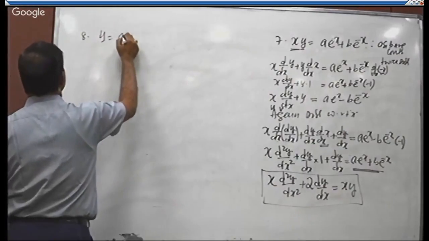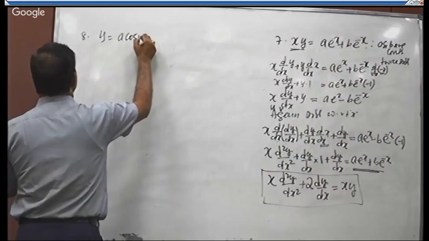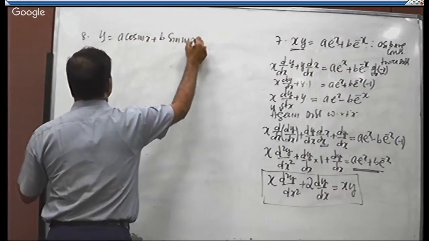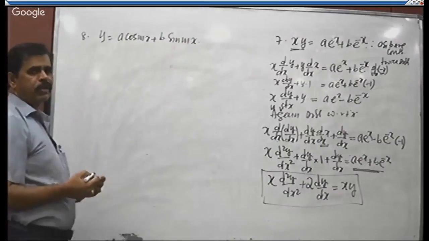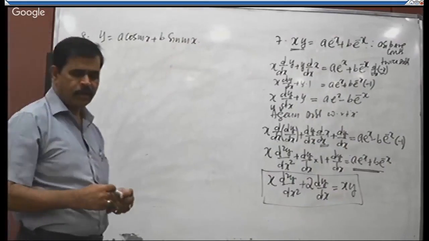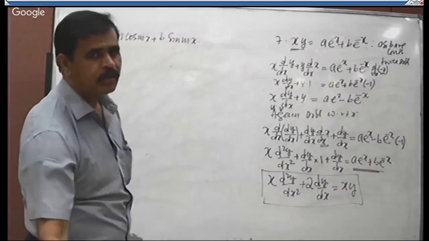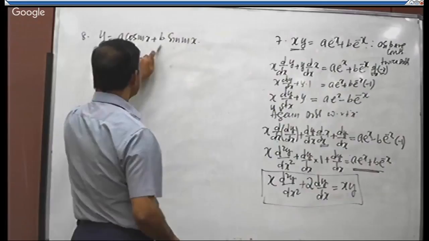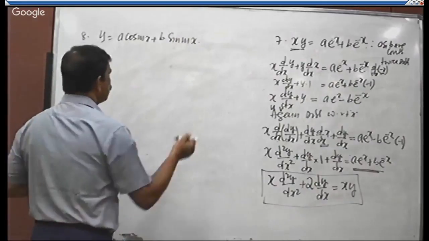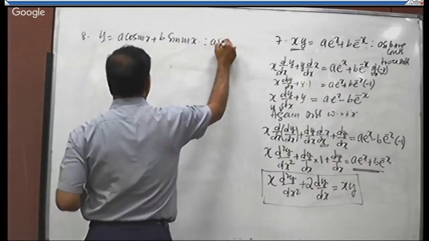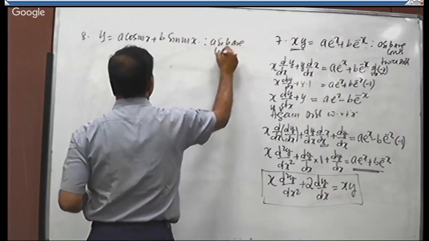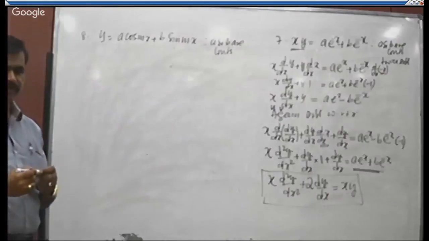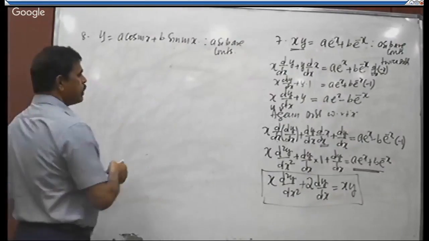y is equal to a into cos mx plus b into sin mx. Form the differential equation by eliminating arbitrary constants. Which are arbitrary constants? A and B are arbitrary constants, right? Identify the constants. A and B are constants. How many times do you have to differentiate? There are two constants, so we have to differentiate twice, right?